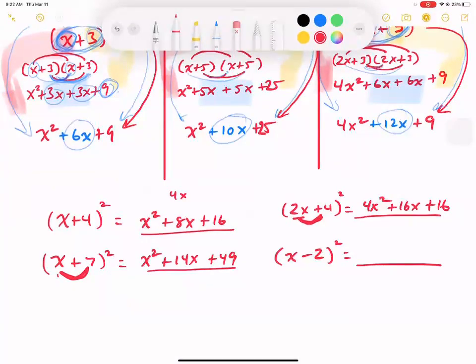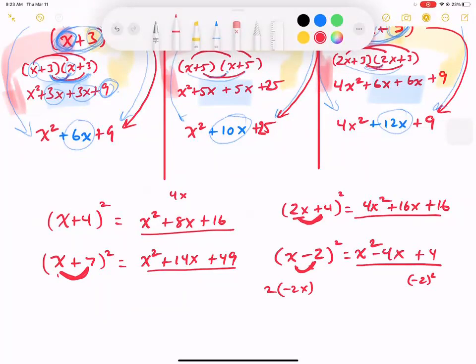Does it work for negatives? Yes, we still follow the same pattern. We square the front. That's x squared. We square the back. What is negative 2 times negative 2? Negative 2 squared becomes a positive 4. And we double the middle. This is a negative 2x, and we're going to double it, times 2, negative 4x.